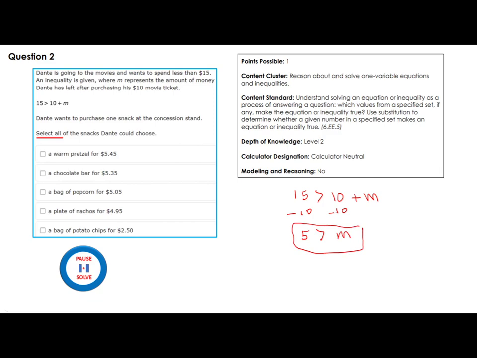So is this the case here? That doesn't work, right? That's more than 5, so that doesn't work. This one doesn't work. These two are okay, okay? So M has to be less than 5.